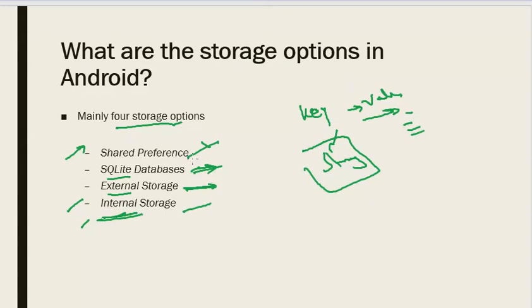As I explained before, shared preference, SQLite, and internal storage are app specific, more specific to your app, and other apps or other users can't see this information.